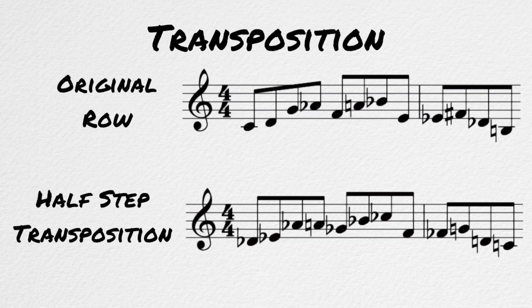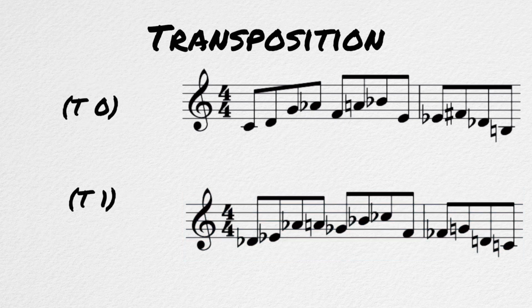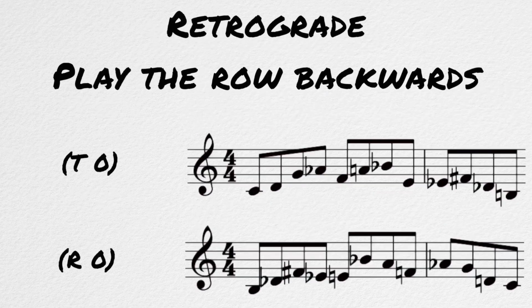For example, our row, if transposed up by one half step, would become... We can also call this version of our row T1, or transposition 1, with the original row being named T0. We can transpose the row by any interval that we like. We could retrograde the row, which simply means to play it backwards. So our T0 will become... and we can label this R0.